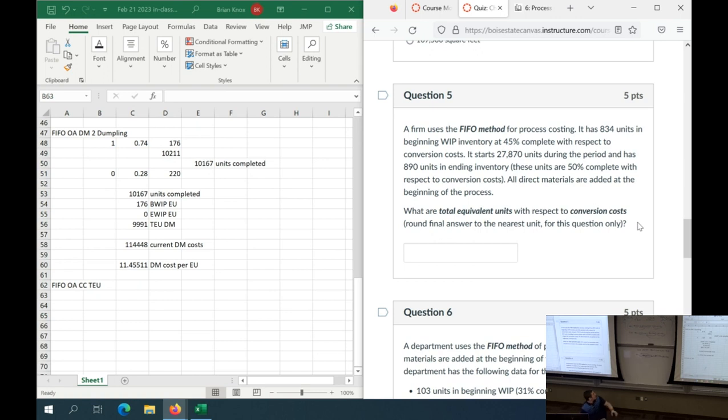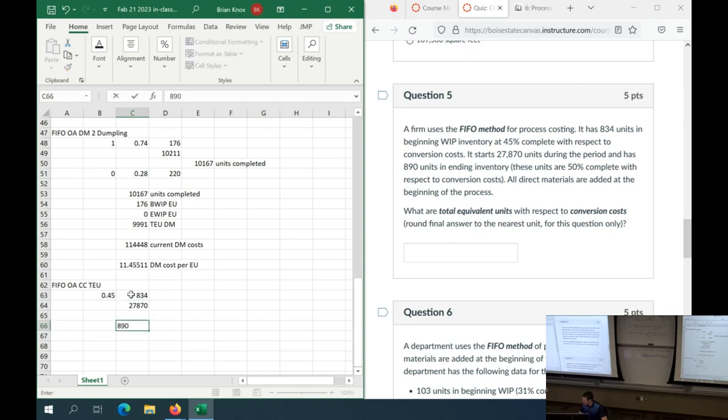All right, TEU. I know the equation for that in FIFO: units completed minus beginning WIP equivalent units plus ending WIP equivalent units. And their conversion costs, which almost always in these problems have percents complete. So we have 834 units in beginning WIP, which are 45% complete. We started 27,870 units during the period, and we have 890 units that are 50% complete with respect to conversion costs at the end of the period.